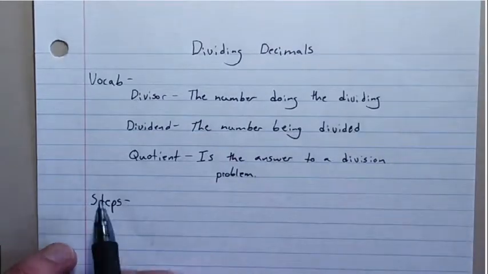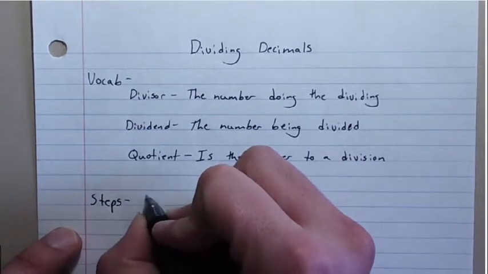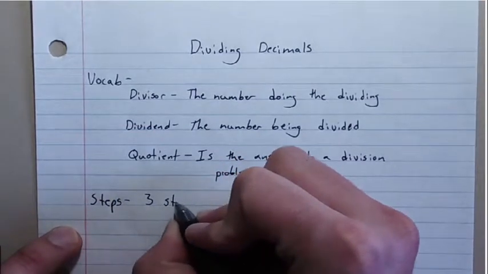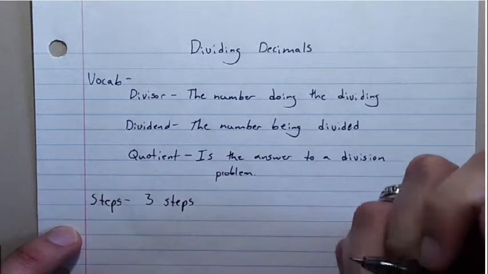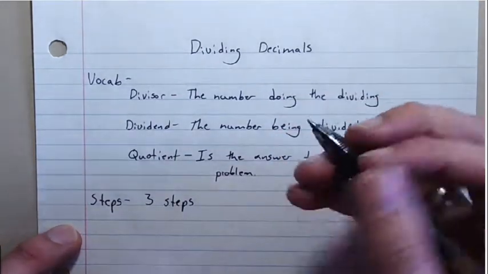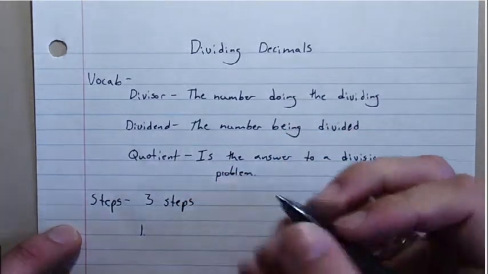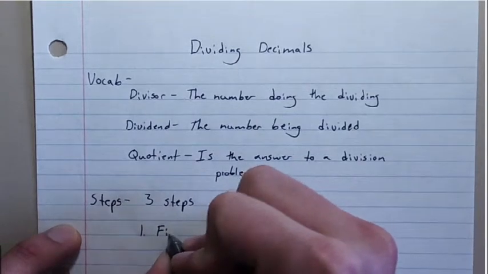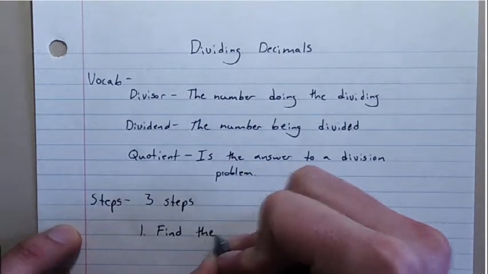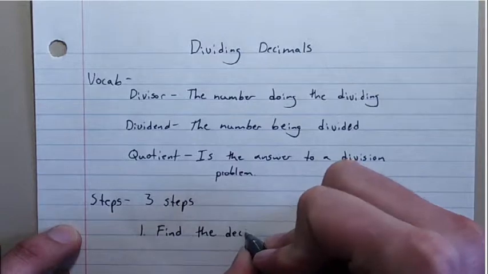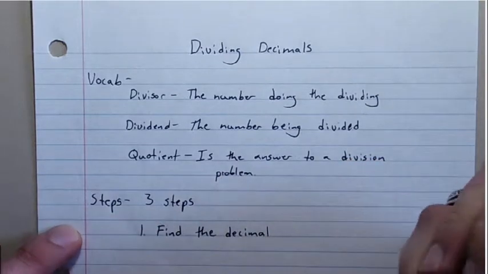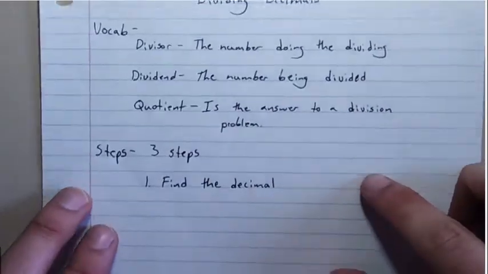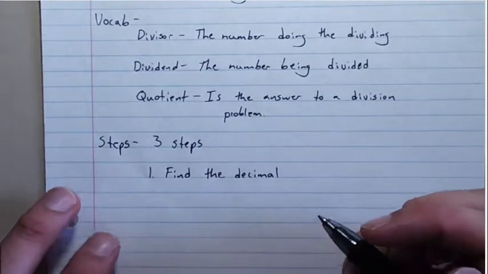Alright, when we are dividing decimals, there are going to be three steps that we want to do every time we are working with division and decimals. The first step is going to be to find the decimal. Once I have an actual problem in front of you, it'll make a lot more sense, but I want to go ahead and get these down before I start trying to make it applicable to you. So the first step is always going to be to find the decimal in the problem.